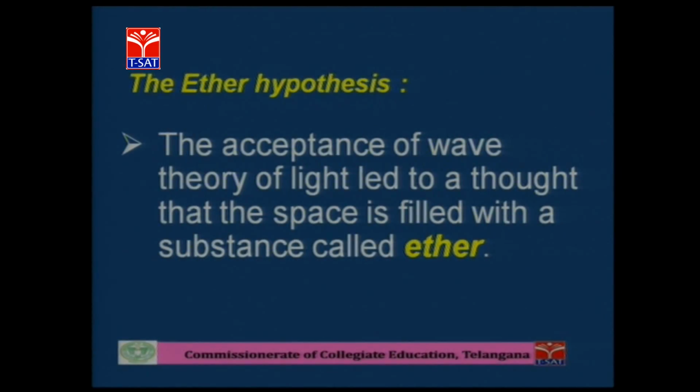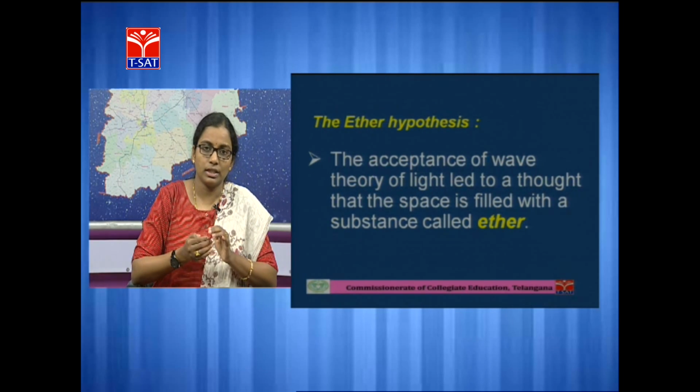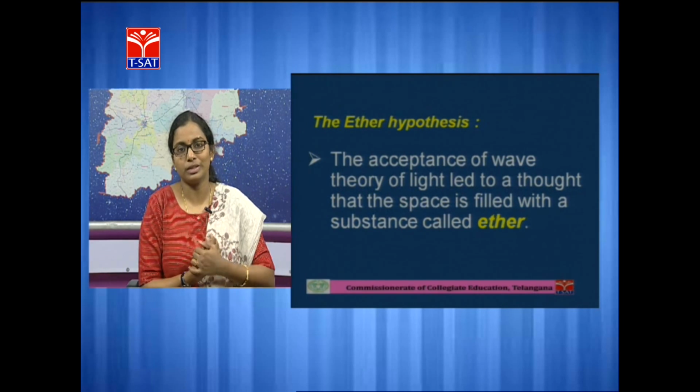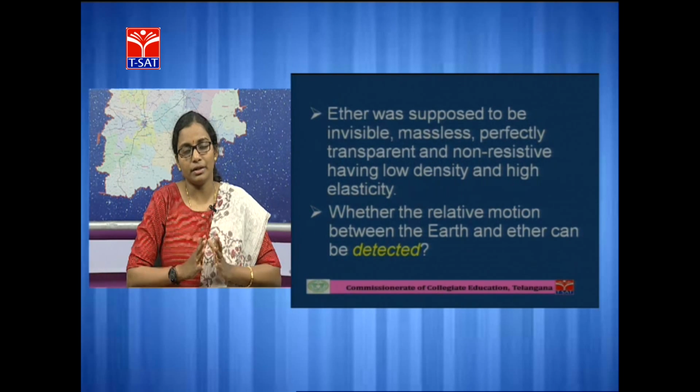Now we will come to the main topic of today, that is the ether hypothesis. We accepted the wave theory of light long back, and because of the wave theory of light, it led to the thought that space is filled with a substance called ether, which surrounds our earth in a continuous fashion. That ether terminology was proposed so that we can represent any physical quantity like velocity.